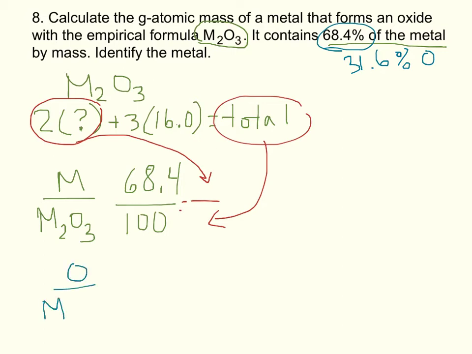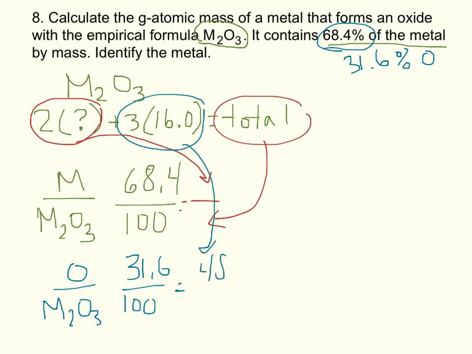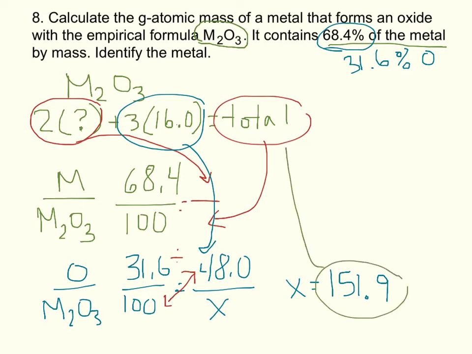So instead of setting up a direct proportion with the metal, I'll set up a direct proportion with the oxygen. So that'd be 31.6 out of 100. And even though I don't know what the metal is, I do know what oxygen is. 3 times 16, which is 48. So that's 48.0 of oxygen out of, I still don't know that total. But this time I can find that X is equal to 151.9. I got that by cross multiplying 48 times 100 divided by 31.6. So X is equal to 151.9, which means that my total is equal to 151.9.